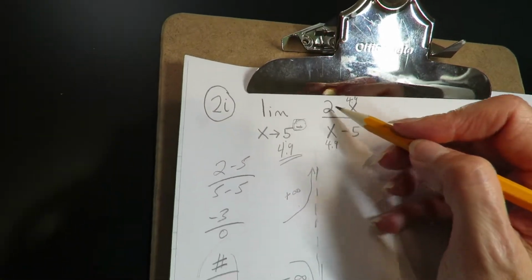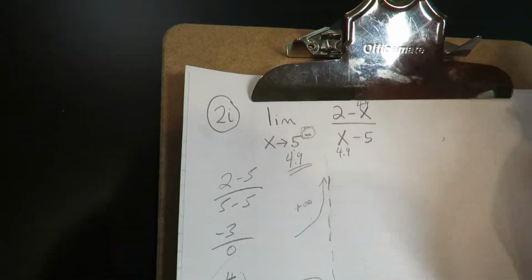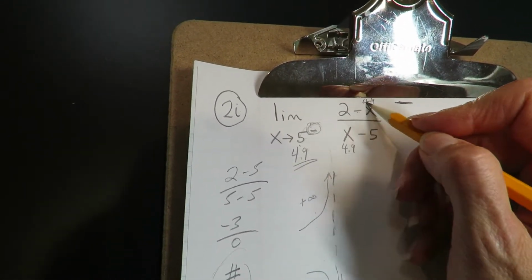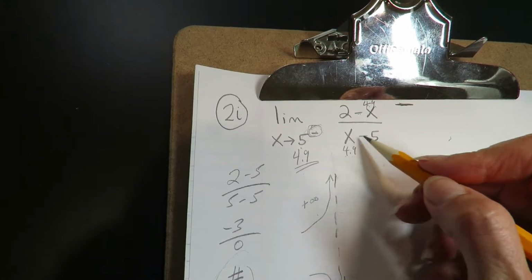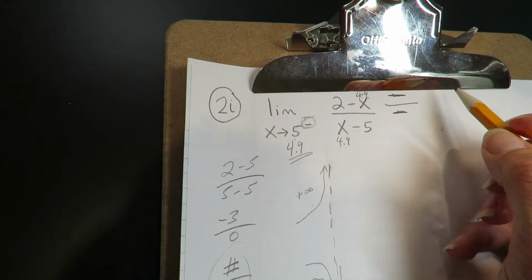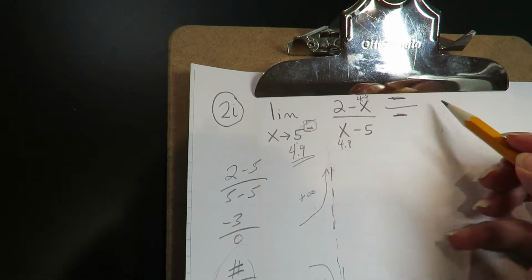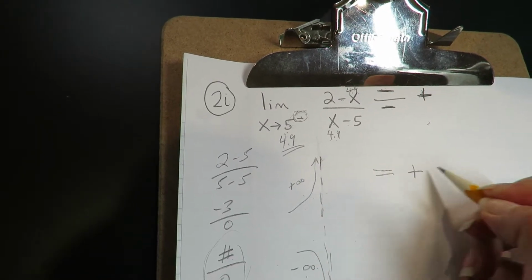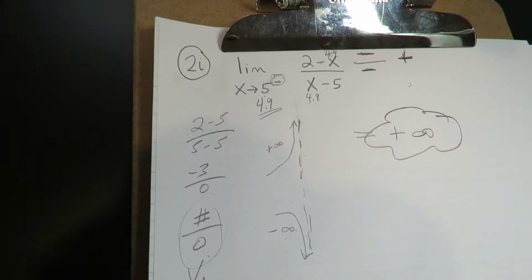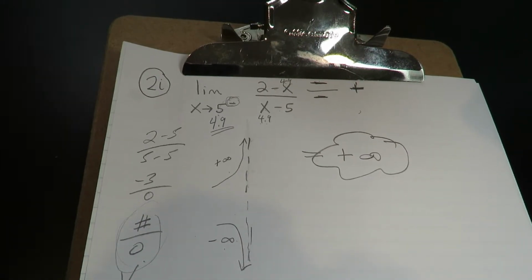in the numerator, 2 minus 4.9 is negative. In the denominator, 4.9 minus 5 is negative. So I have a negative over a negative, which is going to make a positive. So therefore, this is going to equal positive infinity. Okay, that's the answer on this one.